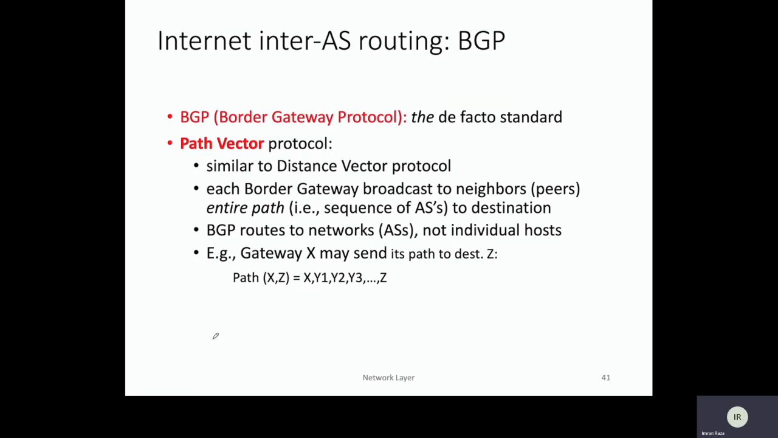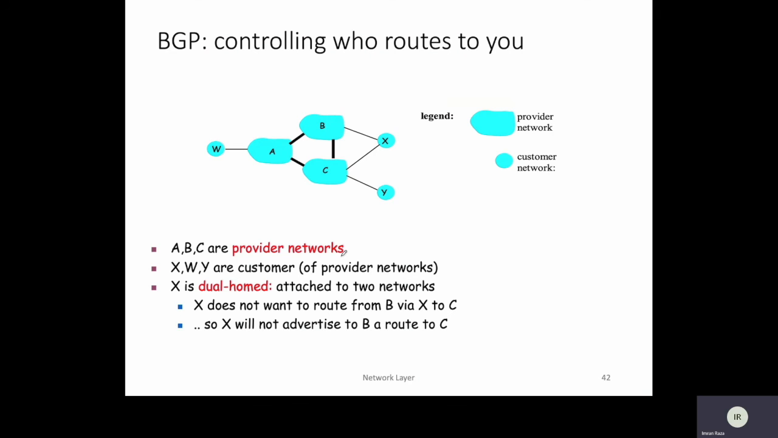So if we look at the autonomous system path vector, it is based on distance vector. Each border gateway broadcasts to its neighbors, as we have discussed in the previous slide. So BGP routes to the network, not individual hosts. As I've discussed, these are network prefixes, rather than individual host destinations. The other important thing we want to discuss about BGP is controlling the route, meaning controlling who routes to you.